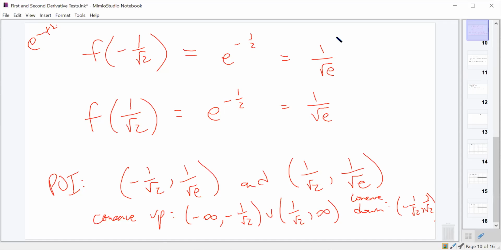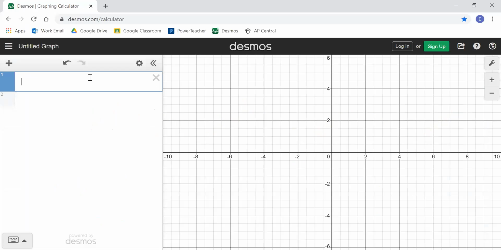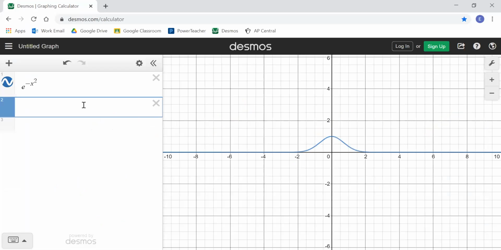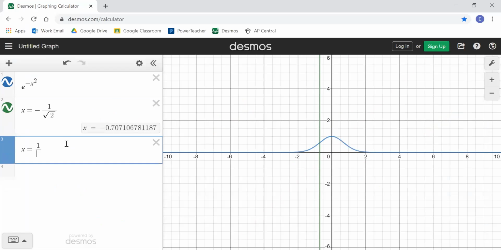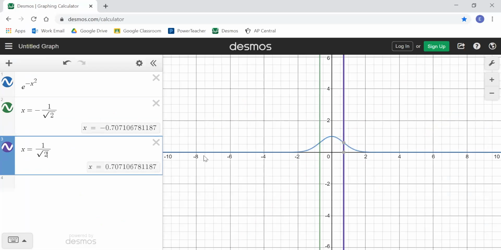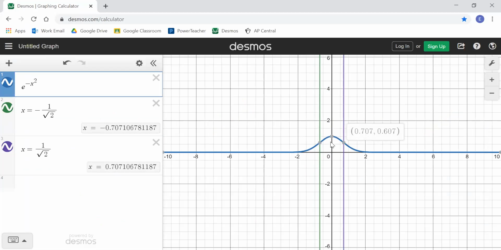All right, maybe we should take a look, just for fun here, at e to the negative x squared. And so there it is. And what were our values? It was x equals negative 1 over root 2, and x equals 1 over root 2, just so we can see where the change in concavity is. These are our points of inflection, right where these two lines intersect.